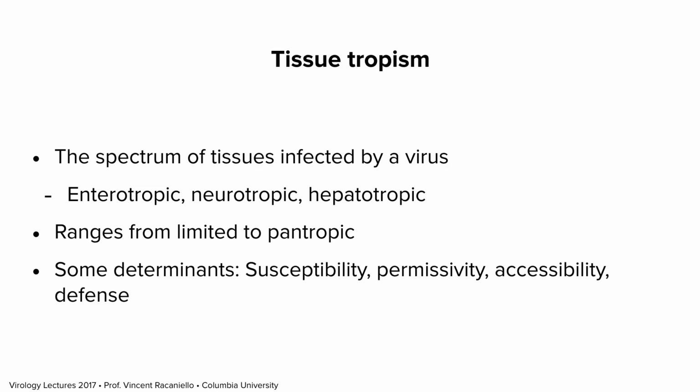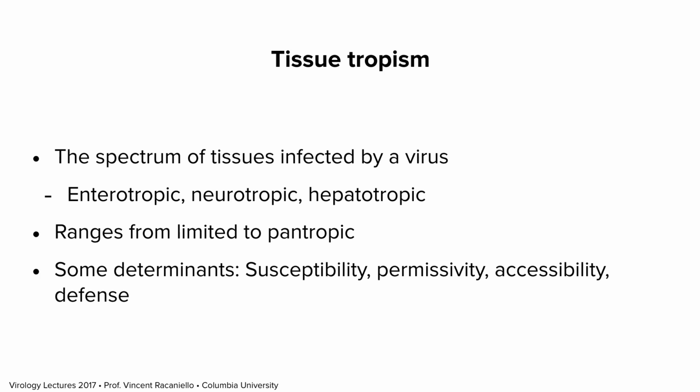All right, finally, tropism is what tissues are infected. Even though a virus may get into a lot of places, most viruses don't replicate everywhere, and where they do is called the tropism of the virus, the spectrum of tissues. And we have words like enterotropic, neurotropic, or hepatotropic to describe where viruses are replicating. Some viruses can be limited. They only replicate in one or two places. Flu, the respiratory cells lining the respiratory tract. Other viruses, like Ebola virus, can replicate in many, many different organs and cell types.